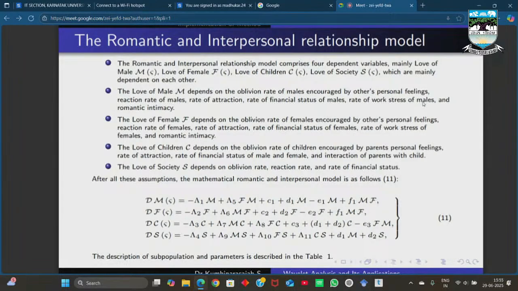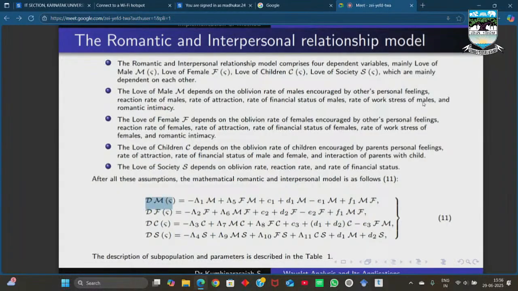The love of the children will depend upon how the parents take care of the children. So that is directly proportional to how the children are going to love their parents. Similarly, I extend the same properties to society: how the society will love your family, that means how they respect your family. So that is equation 11.